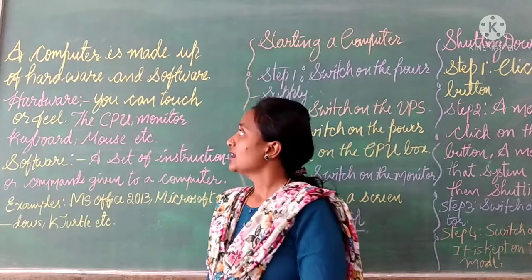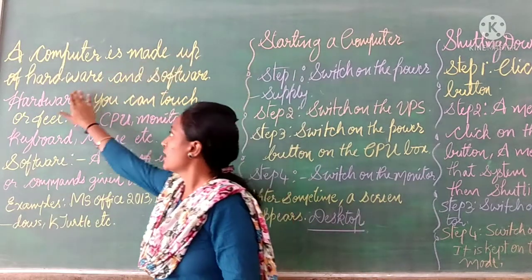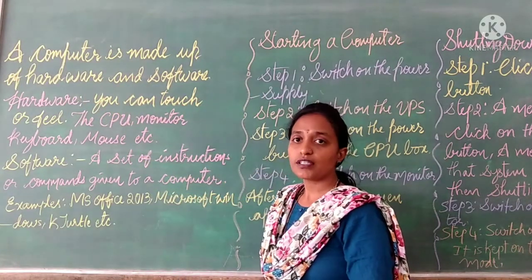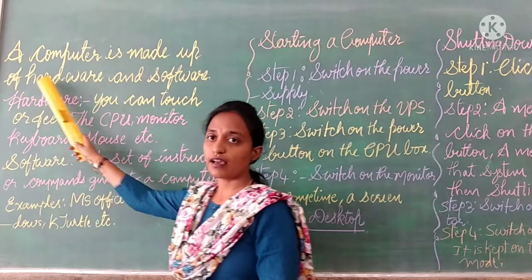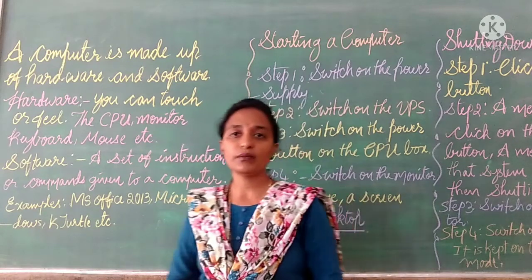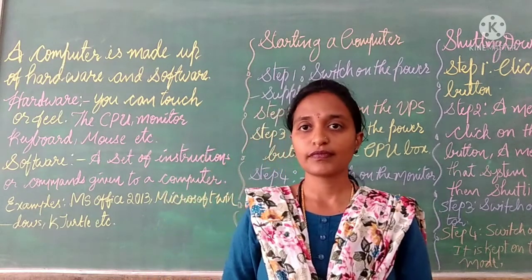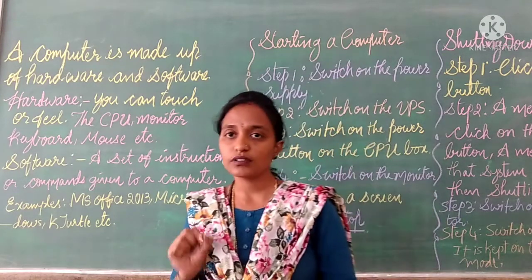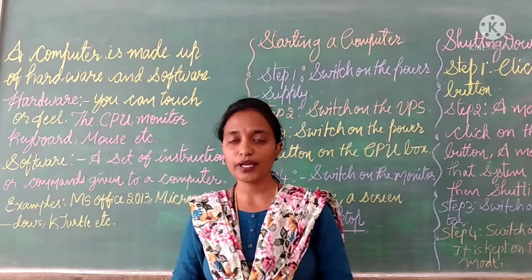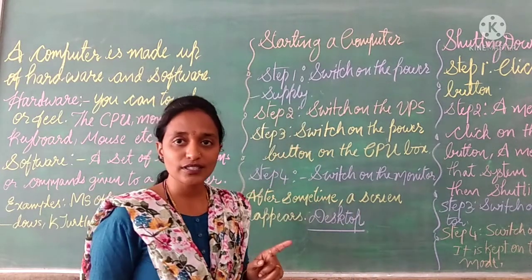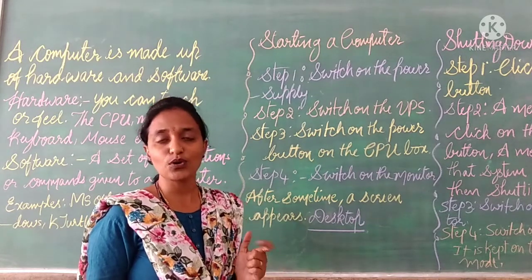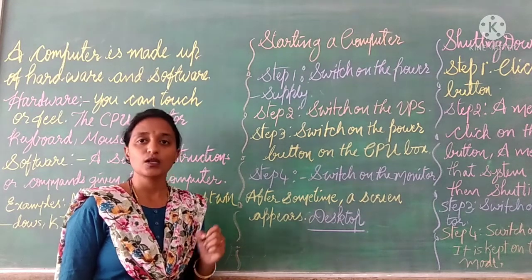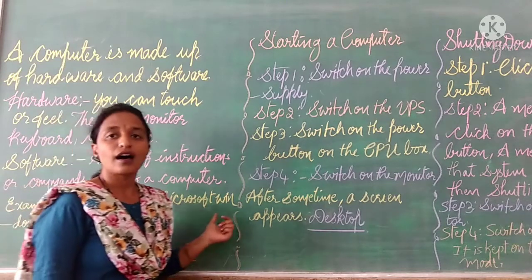Let us see. A computer is made up of hardware and software. I repeat, a computer is made up of hardware and software. What do you mean by hardware and software, children? Hardware refers to the parts of a computer that you can touch and feel. Examples: you can touch the monitor, that is the screen, you can touch the keyboard, the mouse, and the CPU cabinet. Is it not? Yes. Those parts of a computer are called hardware.